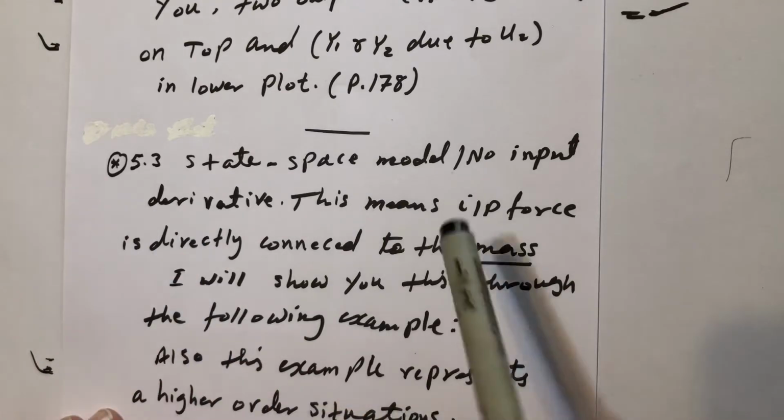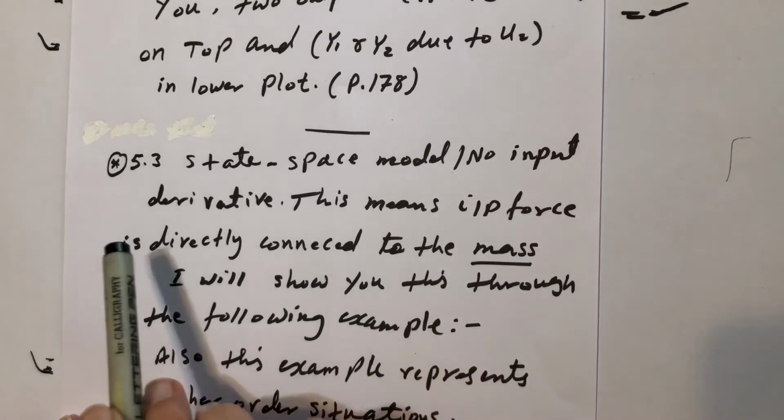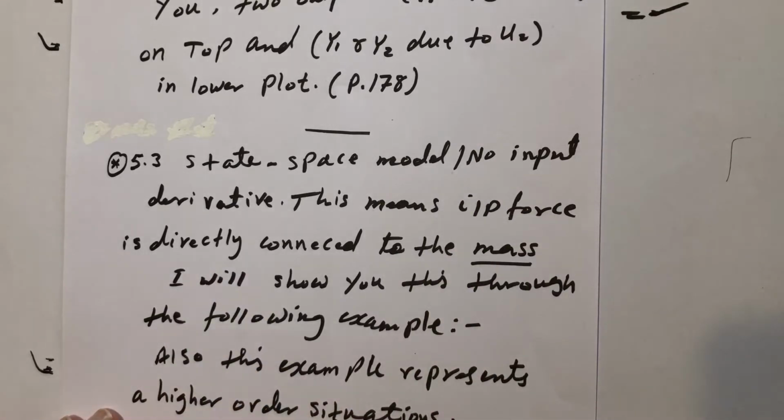Now, state space modeling. This is section 5.3, model when there is no input derivative. In the last example we considered, the spring, mass and damper, the force was going into the mass. That means you have only the input, we don't have a derivative, like a transfer function of 10 over something in the denominator. This is the case when the force is going directly into the mass.